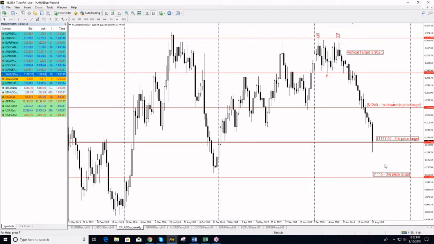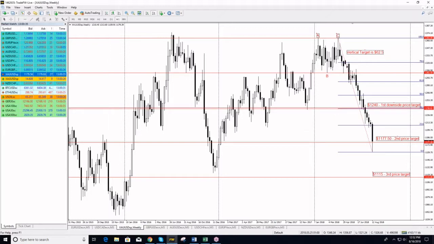So if this is wave 3 and this is a short-term bottom, we will determine it from the daily chart. If we take wave 3 and look at the correction, the 38.2% retracement level is made. So the correction is expected to be between the prices of 1,238 and 1,240. And what is 1,240? It is the first downside price target, which is now a resistance level.